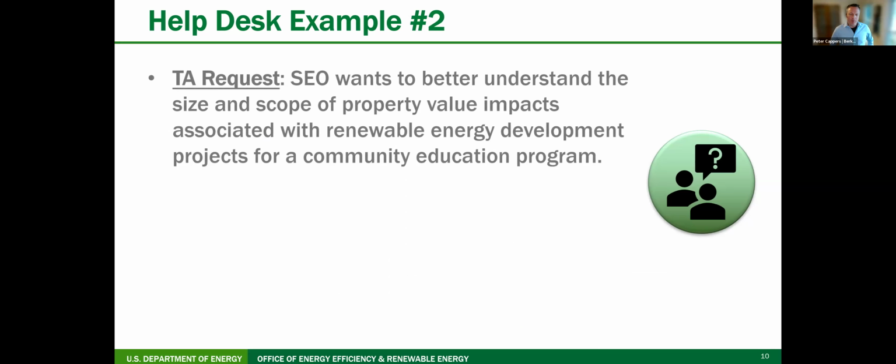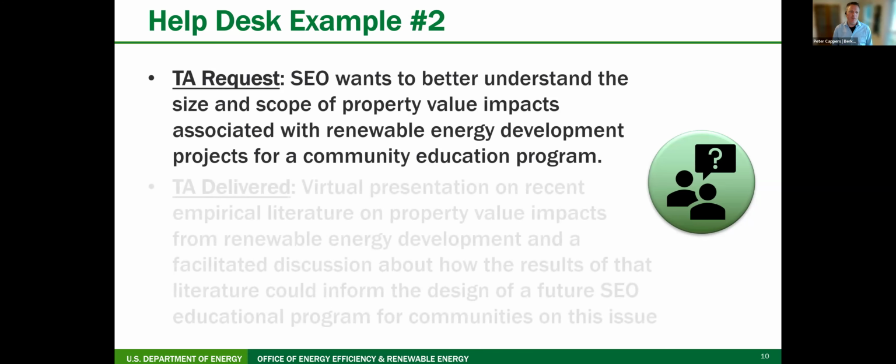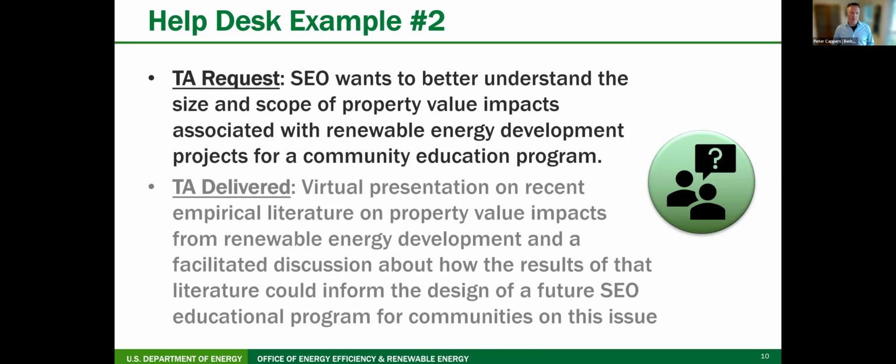In this second example, a staffer from a state energy office is part of a team tasked with developing a community education program on renewable energy development. She's aware that one of the main concerns raised by many communities has to do with the adverse impacts on property values. So she submits a TA request to better understand what the most recent and relevant research is on this issue. About a week later, a leading researcher on property value impacts emails her to clarify the request and then to schedule a meeting to present his latest research findings.